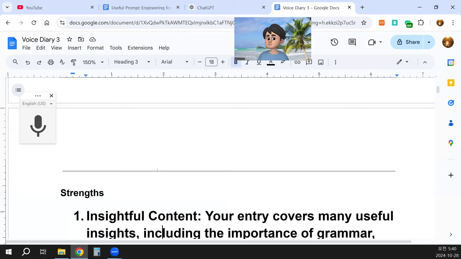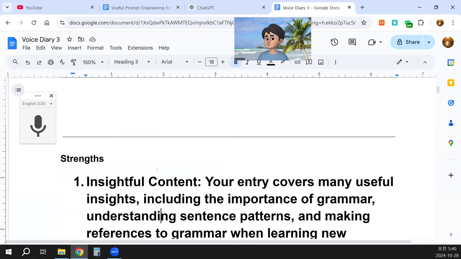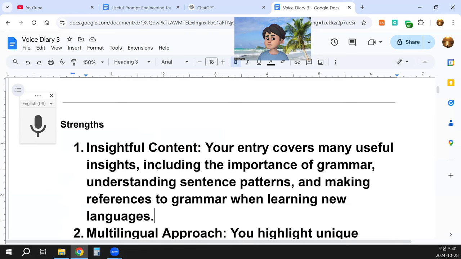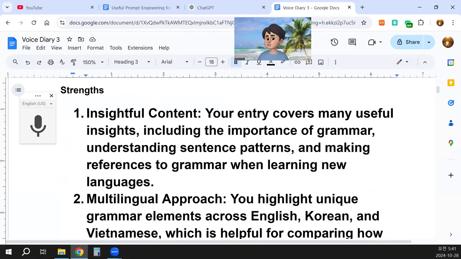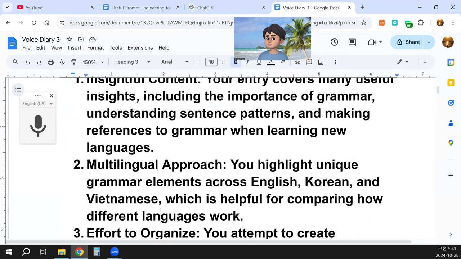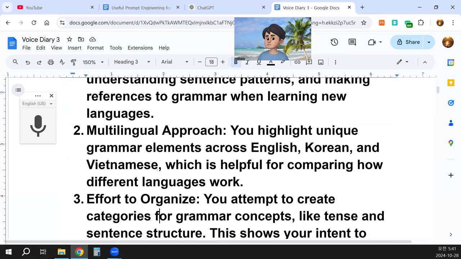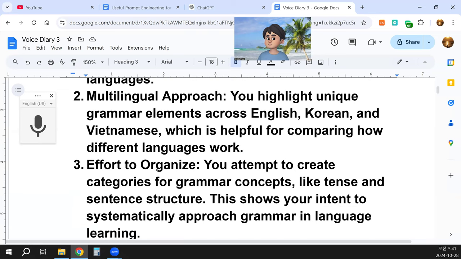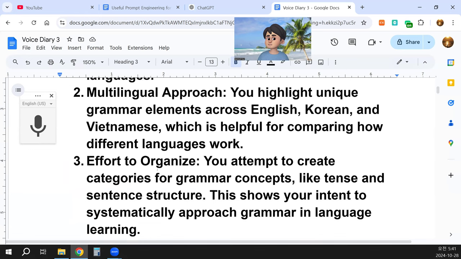Strengths: insightful content. Your entry covers many useful insights, including the importance of grammar, understanding sentence patterns, and making a reference to grammar when learning new languages. Multilingual approach: you highlight unique grammar elements across English, Korean, and Vietnamese, which is helpful for comparing how different languages work. Effort to organize: you attempt to create categories for grammar concepts like tense and sentence structures. This shows your intent to systematically approach grammar in language learning.